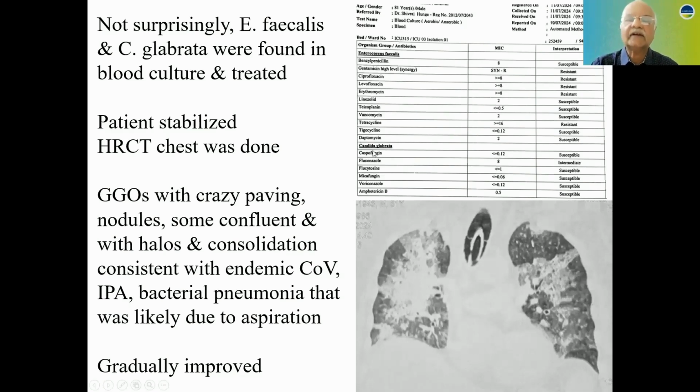Enterococcus faecalis, as well as Candida glabrata, were isolated from his blood culture, and they were treated with whatever we were giving. Now the patient stabilized, and his HRCT of the chest was done. What you find here are the GGOs, the ground glass opacities with crazy paving.